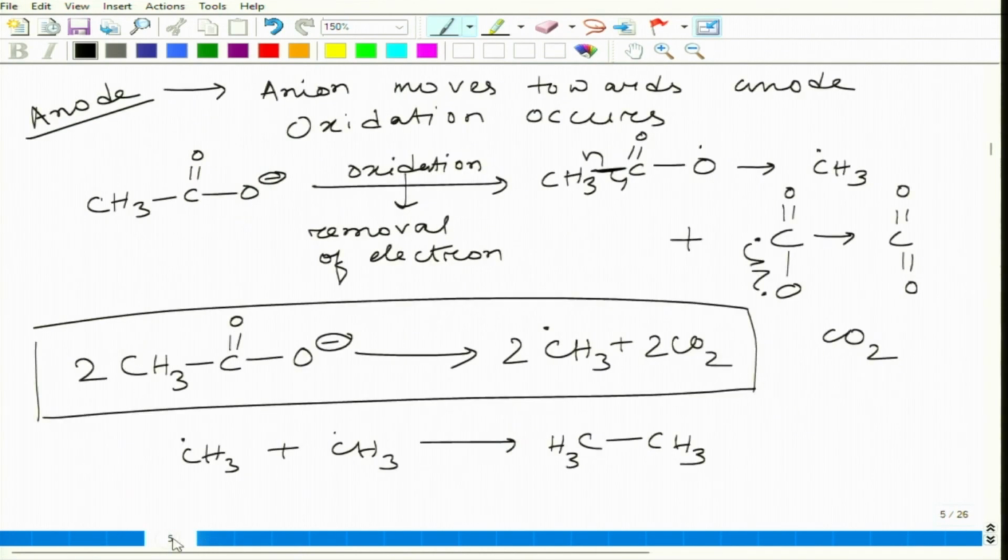So, this was Kolbe's electrolytic method of preparation of alkanes from carboxylic acid. So, in the next lecture, we will study some more preparation methods and we will move to the physical and chemical properties of alkanes. Thank you.